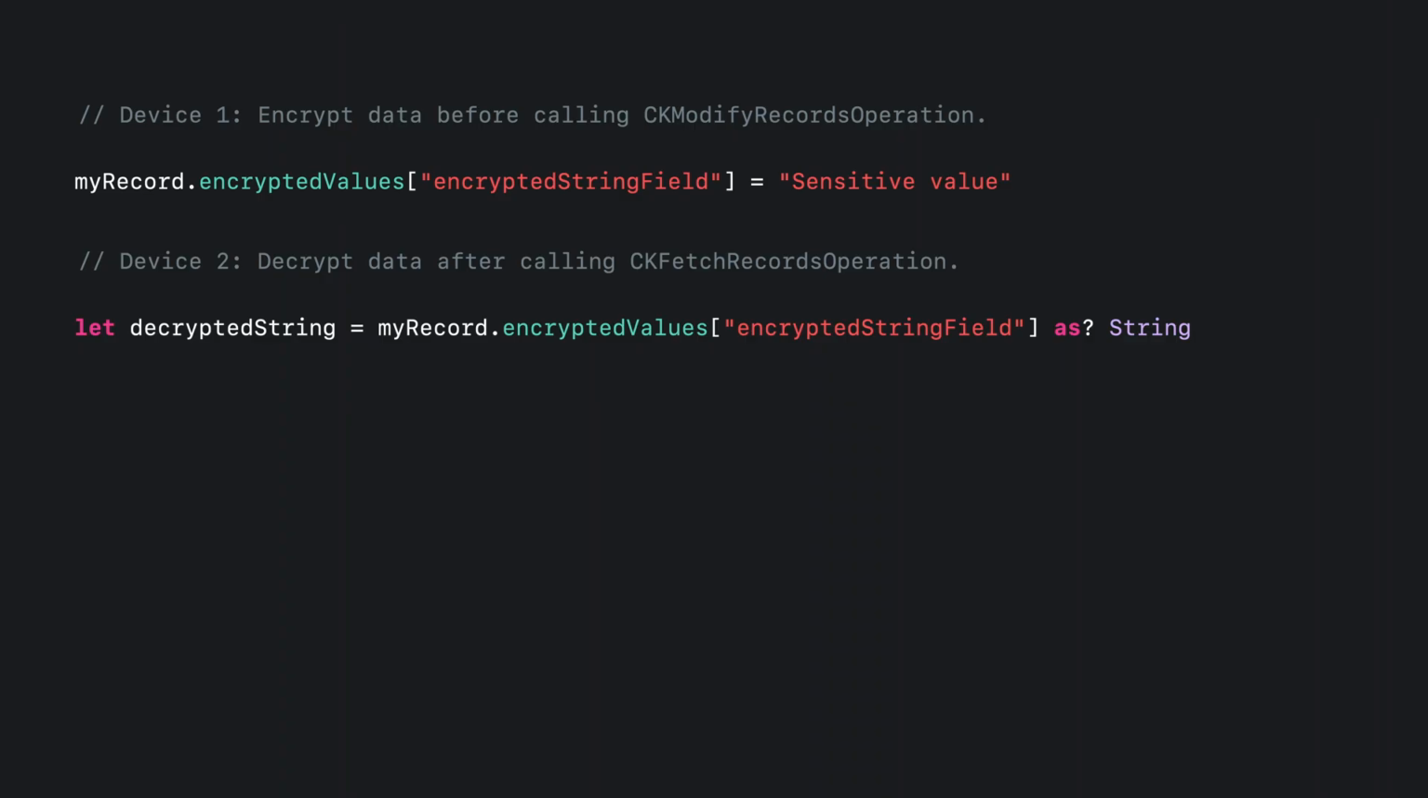And it's really easy. You just set the key value pair on the record using the encrypted values API and CK modify records operation to save. And to retrieve the encrypted value, just call CK fetch records operation with the same encrypted values property.